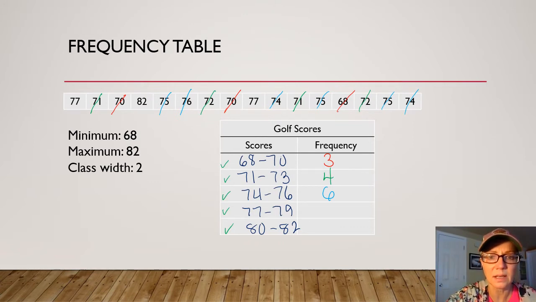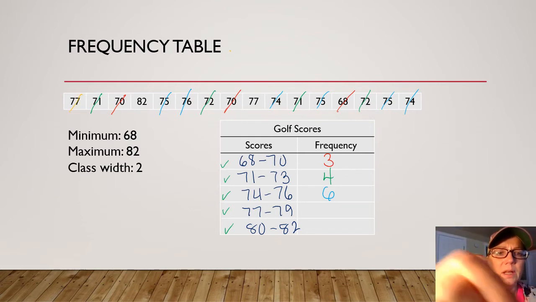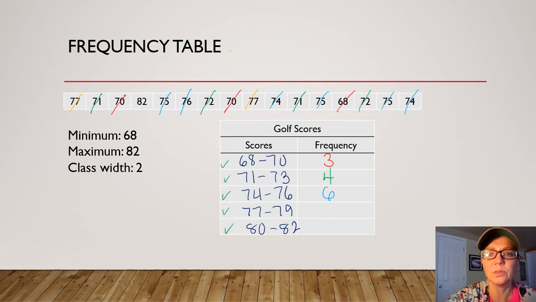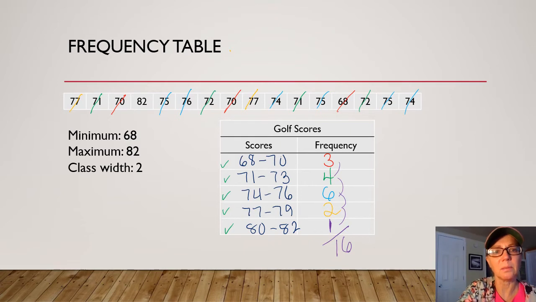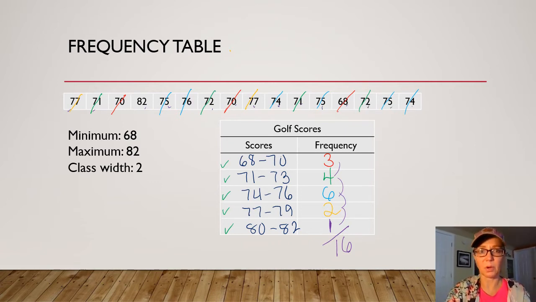77 to 79. 77, 78, 79. Okay, 1, 2 in that class. And then last we can see we have the 82. Now it's a real good idea to make sure you got them all. So we're going to add this up. 3 plus 4 is 7, plus 6 is 13, plus 2 is 15, plus 1 is 16. And then make sure: 1, 2, 3, 4, 5, 6, 7, 8, 9, 10, 11, 12, 13, 14, 15, 16. Okay, so I feel good that I've got them all. That's called a frequency table. You're just counting.